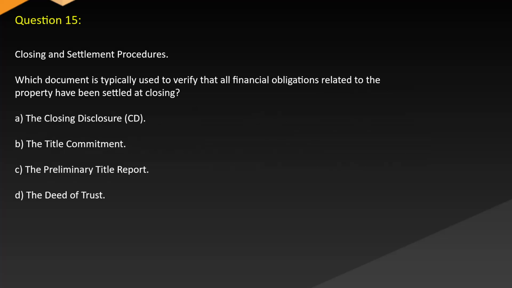Question 15. Closing and settlement procedures. Which document is typically used to verify that all financial obligations related to the property have been settled at closing? A. The closing disclosure, CD. B. The title commitment. C. The preliminary title report. D. The deed of trust.